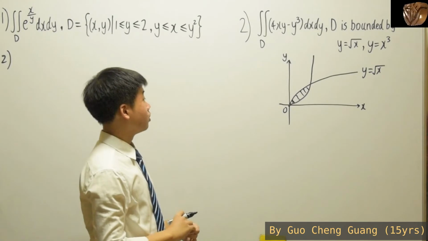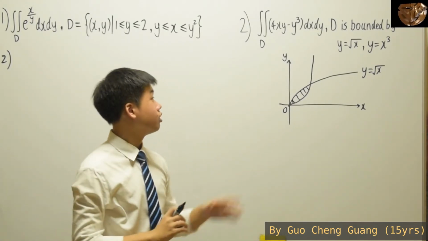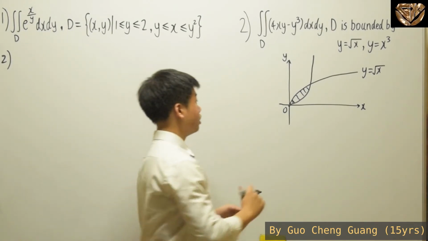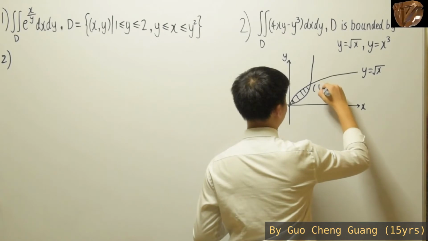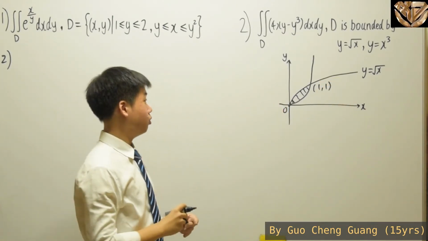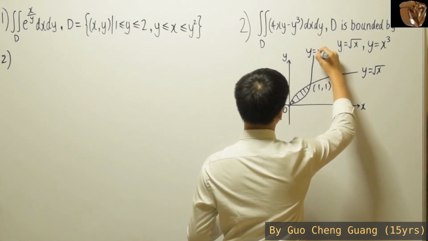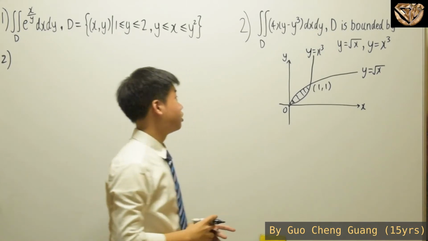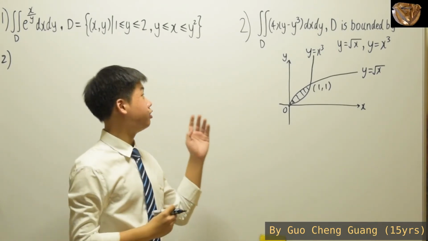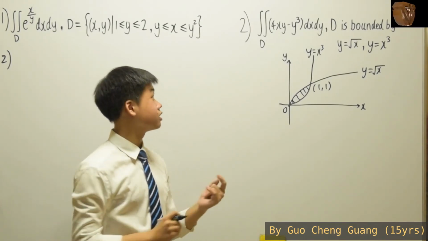Right, so of course you have to determine where that intersection is. Now you just have to equate square root x and x cubed to get 1, 1. Right, so now we know where our integration boundaries are. Well, of course you also label this y equals x cubed. Right, now there are two different kinds of methods. Well, you can integrate with respect to x first, or you can integrate with respect to y first.